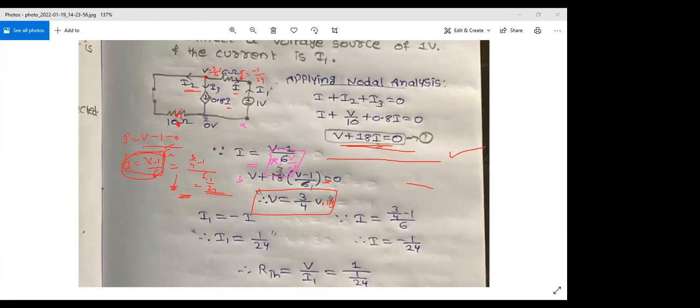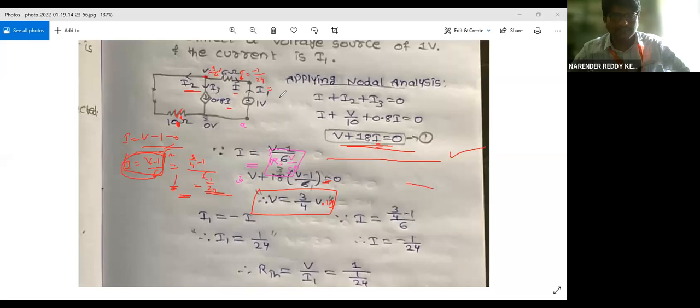So what's the value of I which I'm sending into the circuit now? This will become a positive value, right? What is this value of I1? Since the direction is reverse to I, and since these two are in a series path, the current remains the same. If I take the direction of I from left to right as minus 1 by 24, the direction of current from right to left we can take as 1 by 24.